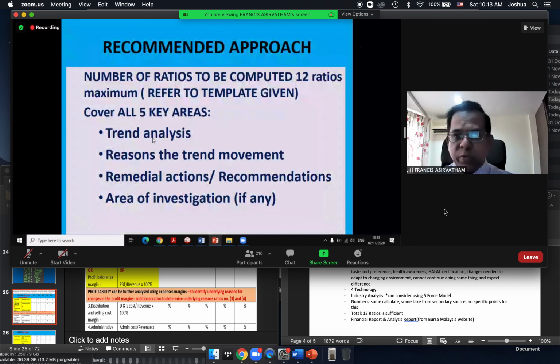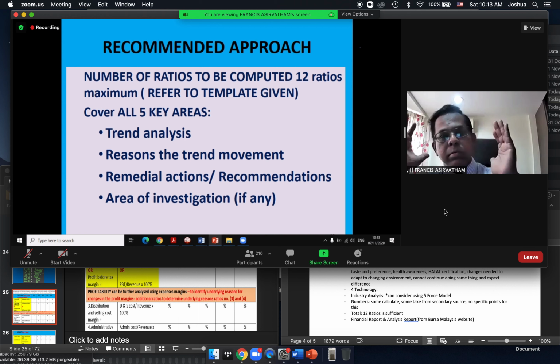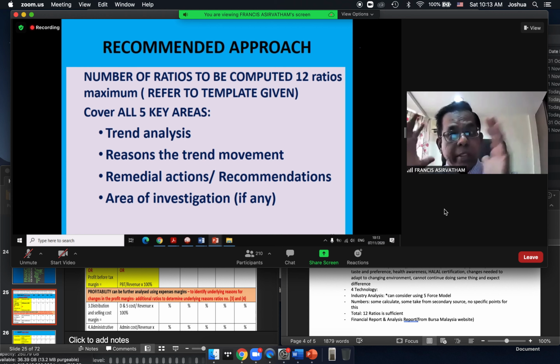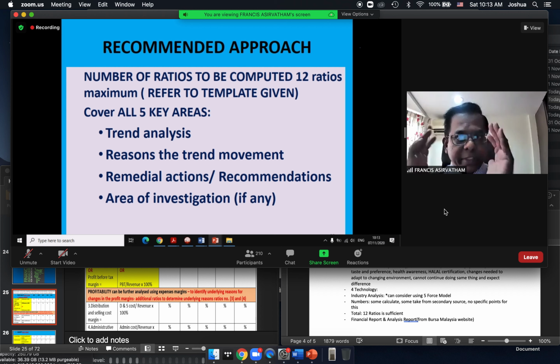Trend means whether it's moving up and down. The reasons for it to move up and down, you can read it in the MDA report. Generally, MDA will tell you exactly what happened, and sometimes they even tell you what they're going to do. An analyst report will tell you exactly whether they are satisfied with the company, why they are not satisfied, why they are satisfied. All right, so we have remedial action there, or we have problems, and we give recommendation. And if you're suspicious, you can put area of investigation.